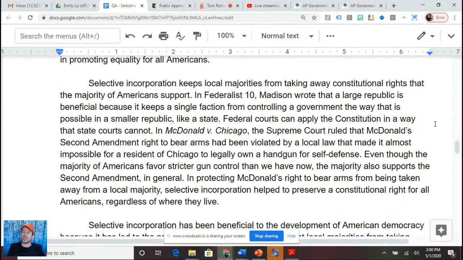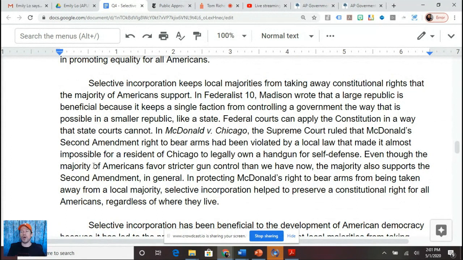In McDonald versus Chicago, the Supreme Court ruled that McDonald's Second Amendment right to bear arms had been violated by a local law that made it almost impossible for a resident of Chicago to legally own a handgun in self-defense. Even though the majority of Americans favor stricter gun control than we have now, the majority also supports the Second Amendment in general. And both of those can be backed up by poll numbers. You're not going to be expected to have poll numbers right in front of you or anything like that. Even if this is open book, open notes, you're not going to be expected to do that.